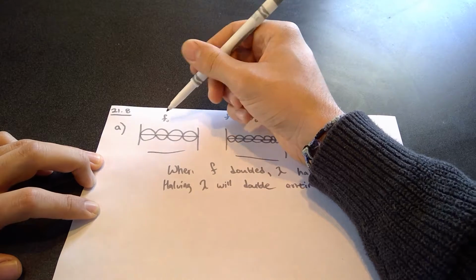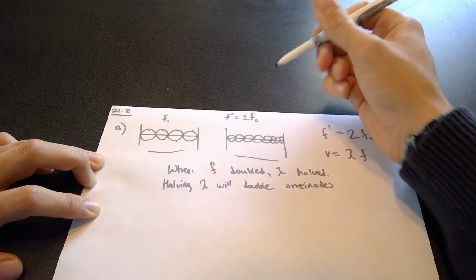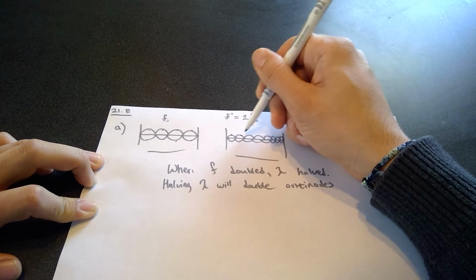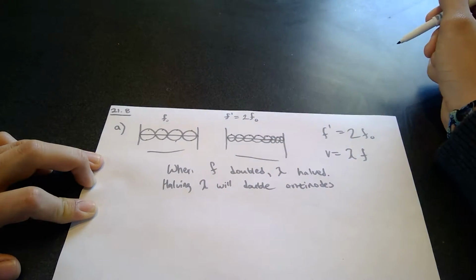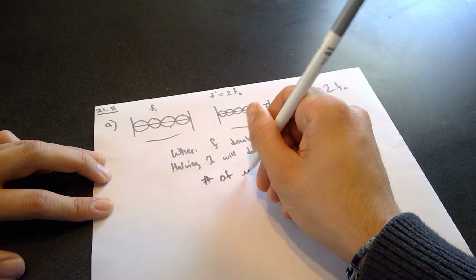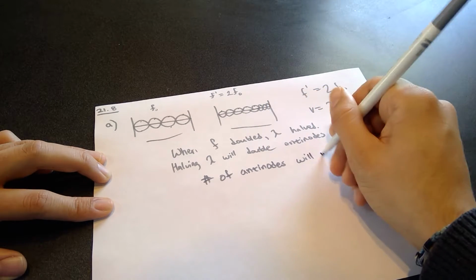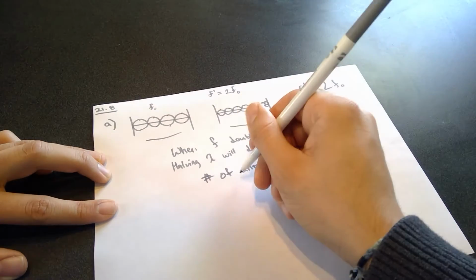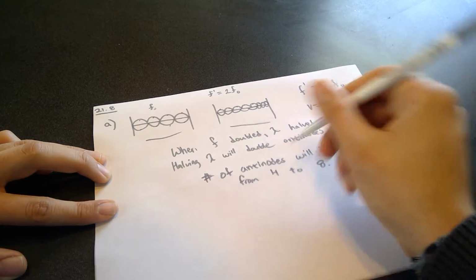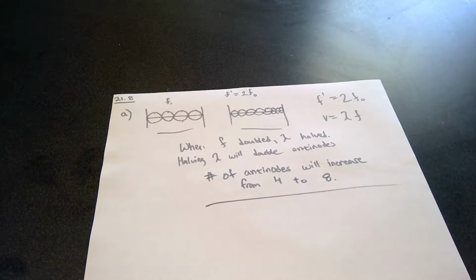So your original frequency has a total of 4 antinodes. If your number of antinodes is doubled when your wavelength is halved, you're going to have 8 antinodes now. So your number of antinodes will increase from 4 to 8. And that's the answer for part A. So moving on to part B.